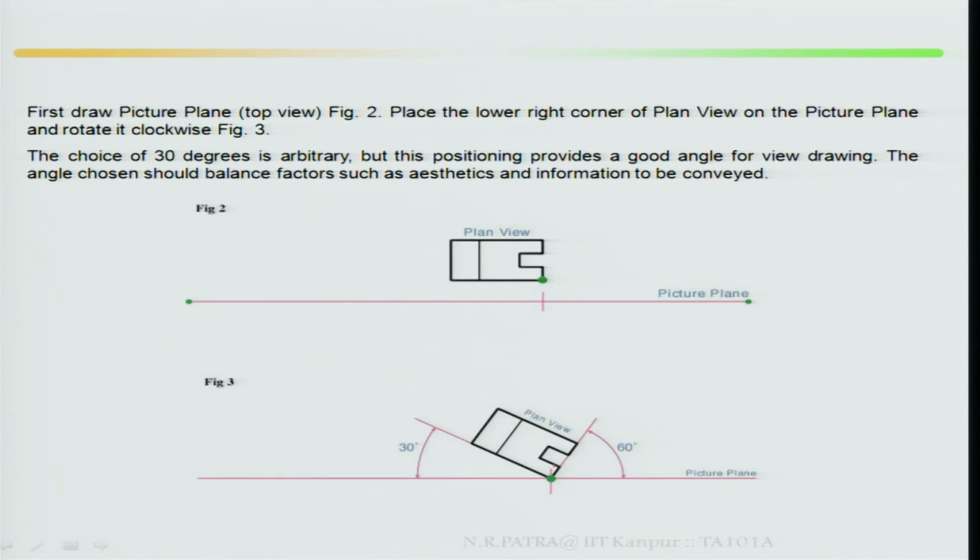Picture plane, rotate it clockwise in figure 3. The choice of 30 degree is arbitrary, but this positioning provides a good angle for view drawing. What happened? This is a simple plan view, then this has been made as an isometric view. The choice is 30 degree, you can take it 30 or 60 degree, but this position of 30 degree provides a good angle to view the drawing. The angle chosen should balance factors such as aesthetic and information to be conveyed.